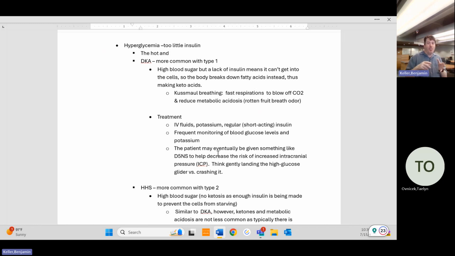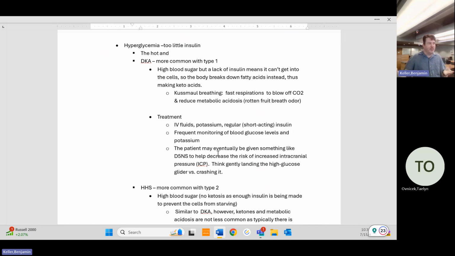If you go back to remembering your anatomy and physiology there, what happens with the cycles and making ATP, and what happens when you don't have glucose, which makes a bunch of ATP. You can use fatty acids, but as a byproduct, you make keto acids. And so you can put your body in ketosis. And so if it's too high, you'll start to see things like what's called Kussmaul breathing. And these are fast respirations to blow off the extra CO2 and to reduce the metabolic acidosis.